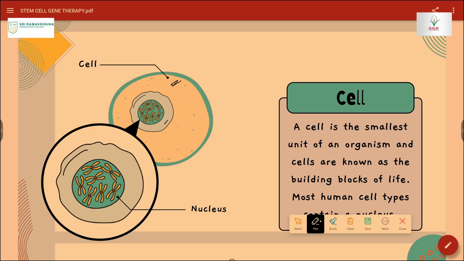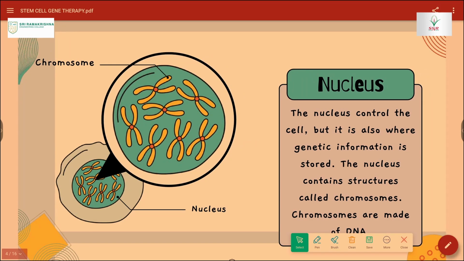The cell is the smallest unit of an organism, and cells are known as the building blocks of life. All human beings, animals or plants, whatever we say, are made of cells. Inside the cell there is a nucleus, and inside the nucleus if we go and see, we can see the bucket of genes or DNA. The stretch of DNA is called a chromosome.